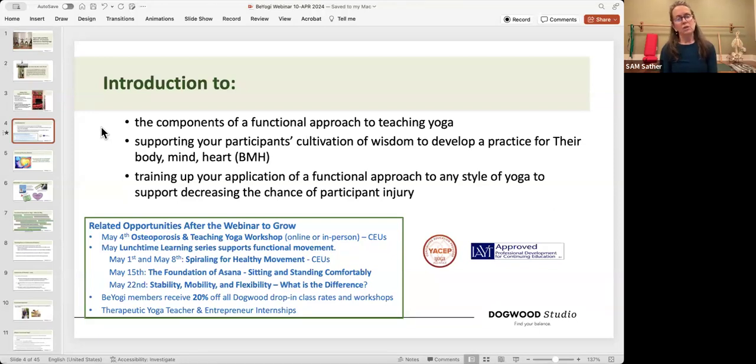This application can work with any style of yoga, and really support any participant. They could be in an ICU bed, which I've worked with those folks before, or a competitive swimmer, for example.